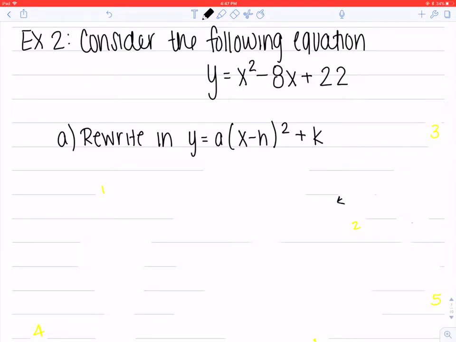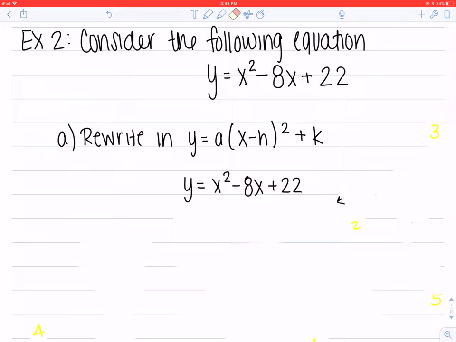The second example is to take something in standard form, which is what we've been working with up to now, and turn it into vertex form. So the question says, you're given this equation, y equals x squared minus 8x plus 22, and I want to rewrite that equation in vertex form.